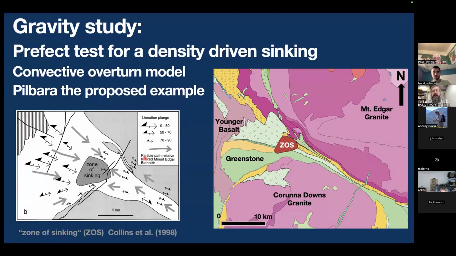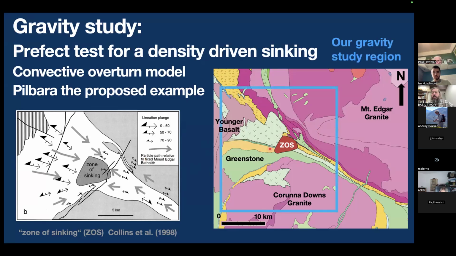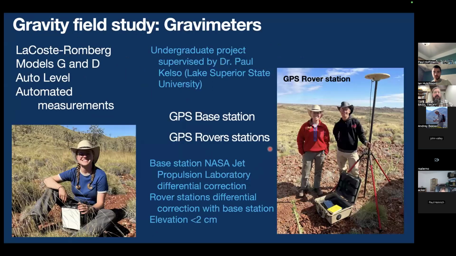But we did something. Because this zone of sinking was the first place the convective overturn model had been proposed, we went and did detail over this area to determine that. We just studied this one area to see, does this make sense? So this was an undergraduate project. Paul Kelso led this project with a bunch of students from Lake Superior State, University of Wisconsin, and University of Nevada, Reno.